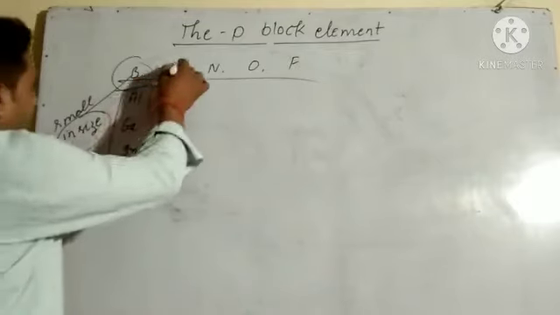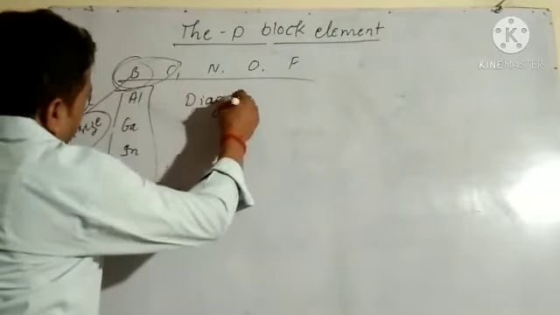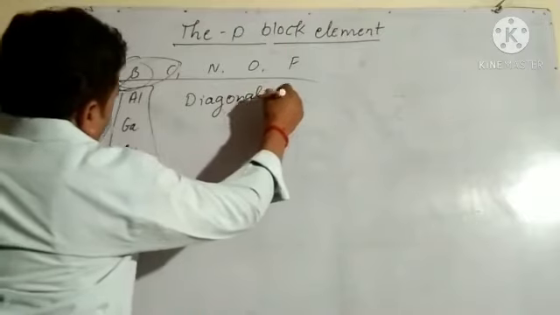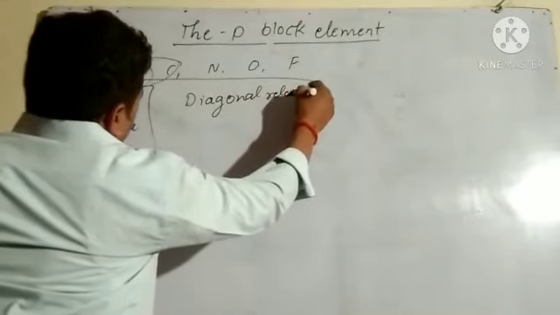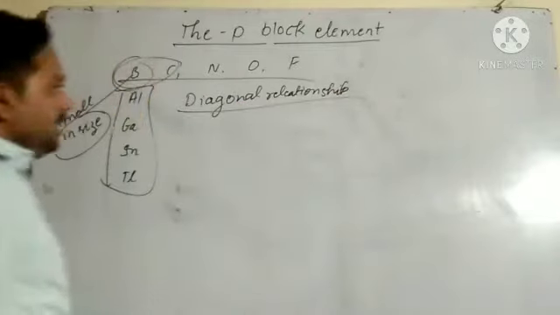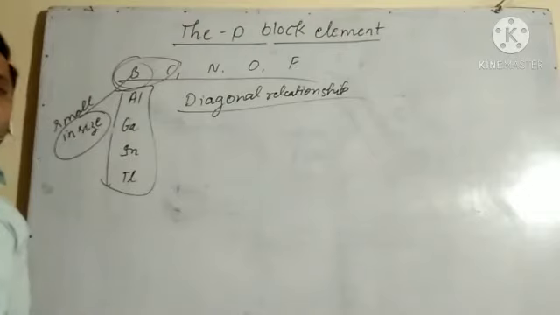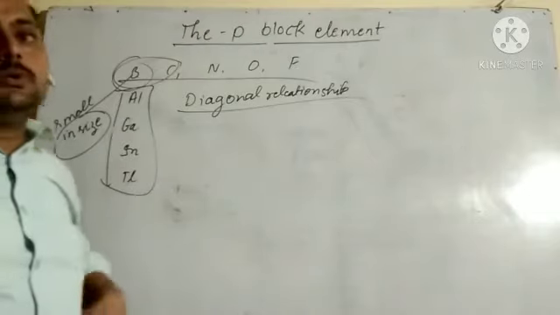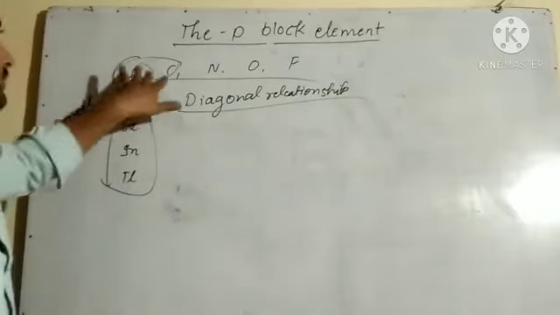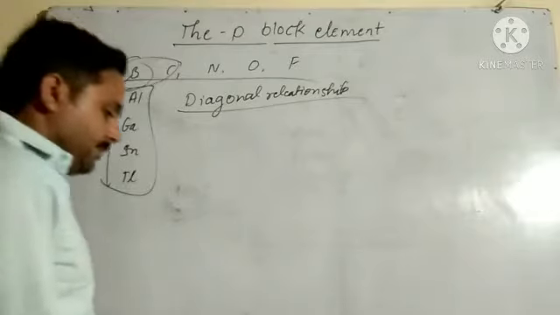And these two elements show diagonal relation also. Diagonal relation. With third period elements, even though they are in the second period, they have similarities with the third period elements that are diagonal to them. So this is the diagonal relationship.